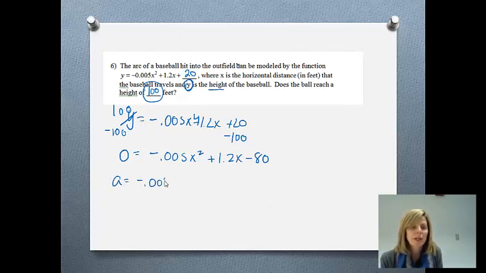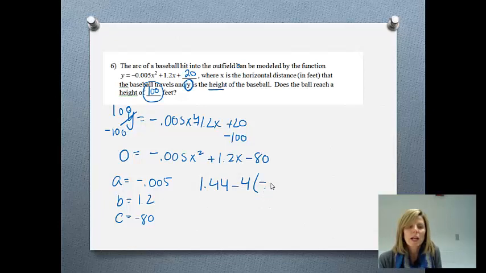A is going to equal negative 0.005, b will equal 1.2, and c will equal negative 80. So when I do b squared, 1.2 squared is 1.44 minus 4 times the a value times the c value. Okay, and when I do that, I'm going to end up getting negative 0.16. So I got a negative answer, which means there's no solution.